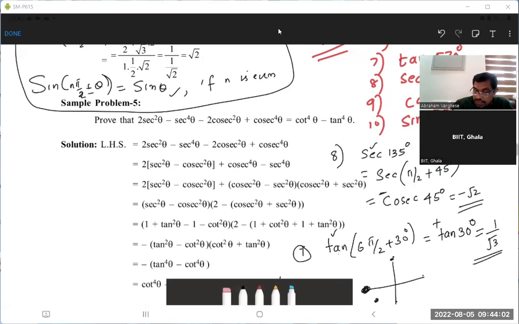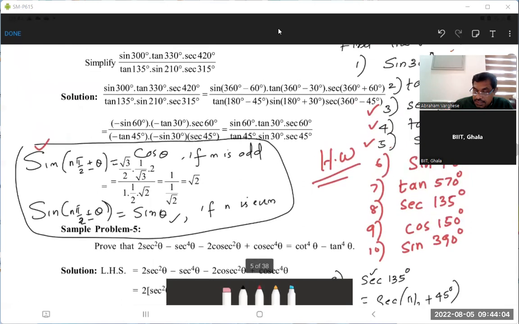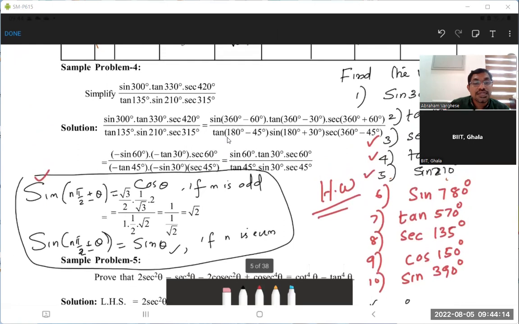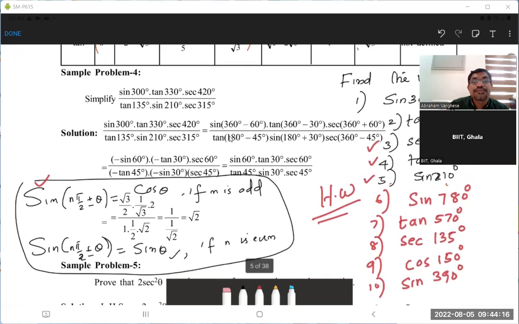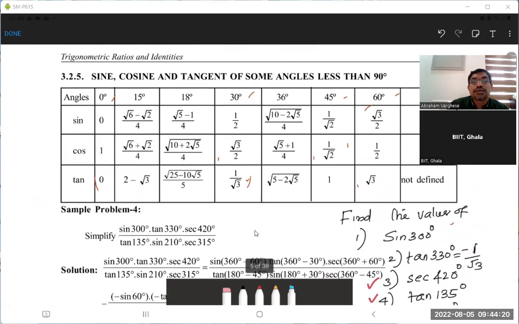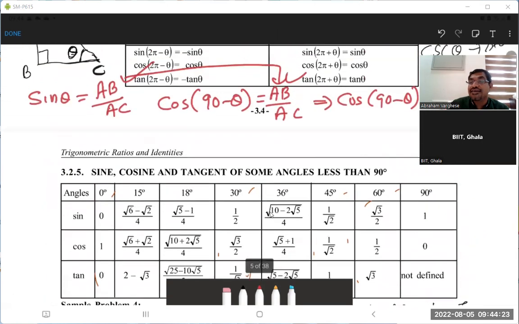So I have given all these 10 questions. Please practice these questions and memorize this one. Say 2-3 times, you just practice so that you will never forget. This is a generalization formula so that you can apply it for any angle. Any angle you can apply.